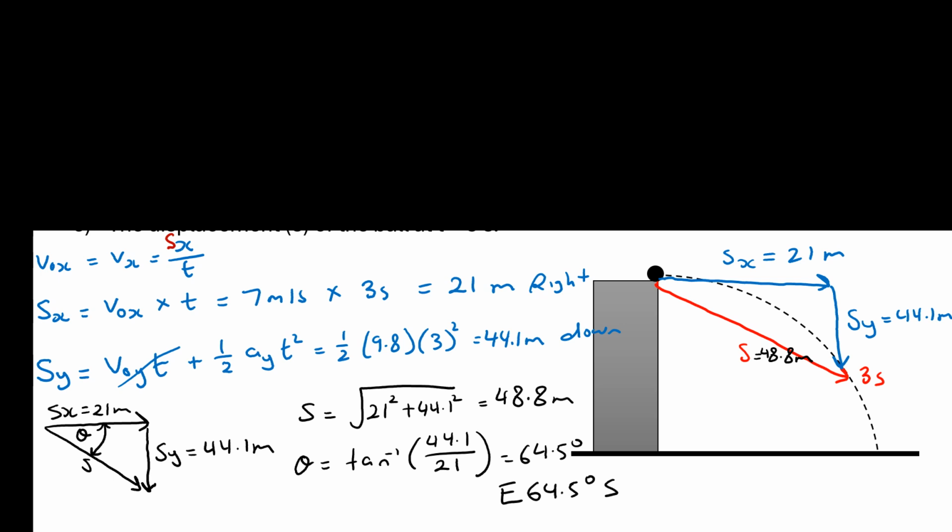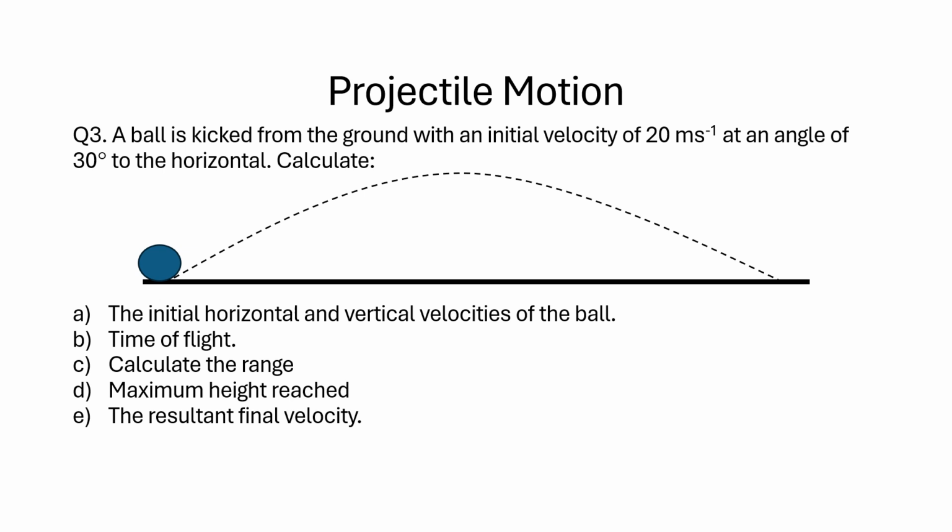So here, let's highlight the final answer. The value of S is 48.8 meters, and the direction is east 64.5 degrees south. Alright, so now let's look at type 2.